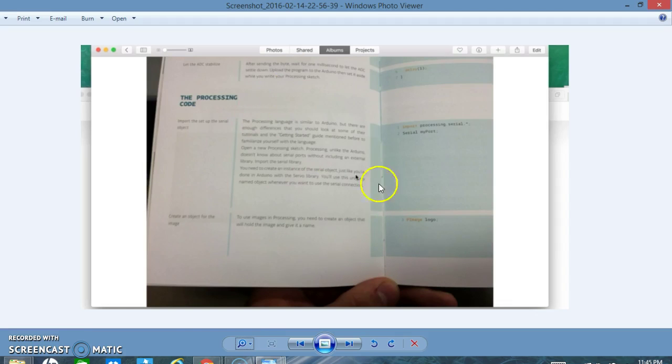The processing code was the important part because it takes all the information that has been sent from the Arduino code and then transfers it to a visual aid. In this case, the processing code was meant to change the colors of the Arduino logo.